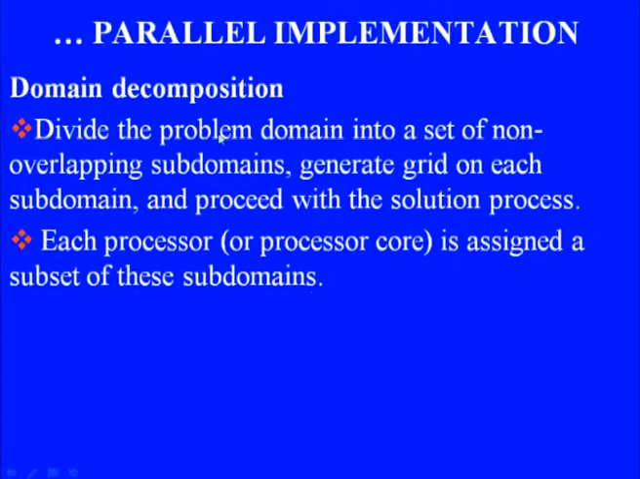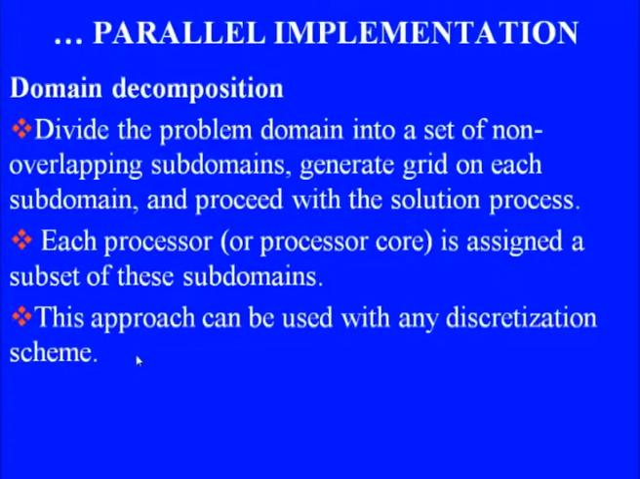So that is what it is. We have a set of non-overlapping subdomains. Each processor or processor core, like recently we have multi-core machines where each processor might have 6 to 10 to 16 cores, behaves like a separate processor. So each processor core or processor is assigned a subset of these subdomains obtained in the domain decomposition process. Now this domain decomposition process is very general; we can use it with finite element, finite difference or finite volume discretization schemes, with structured or unstructured grids.